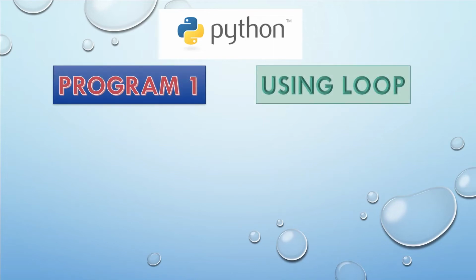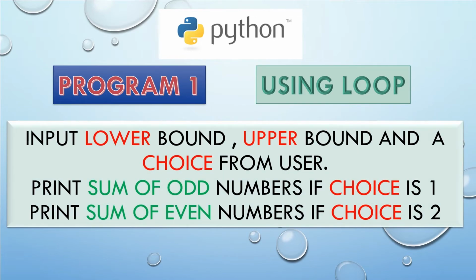Welcome to Python programming. Program number 1, using loop. The problem is we have to develop a program to input a lower bound, that is the lower number, an upper bound, and a choice from the user. We have to print the sum of odd numbers if the user enters choice as 1, and if the choice is 2, we have to print the sum of even numbers.